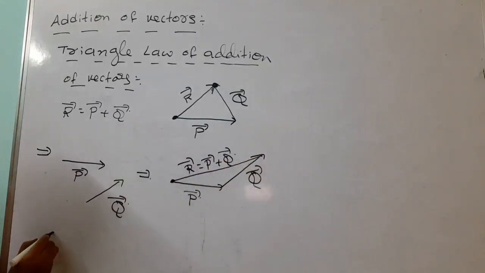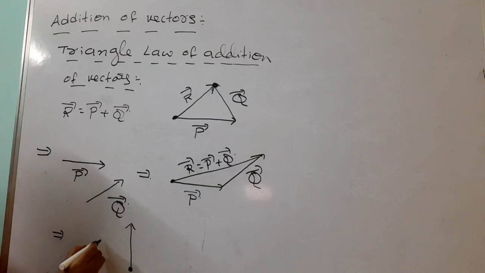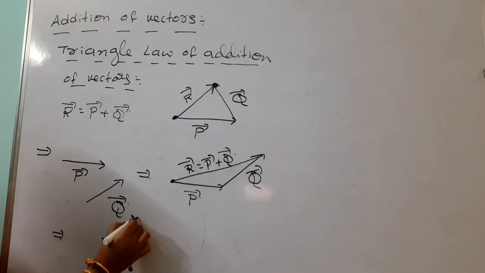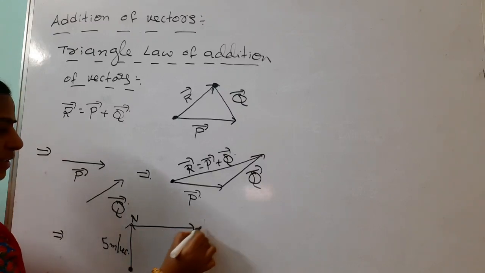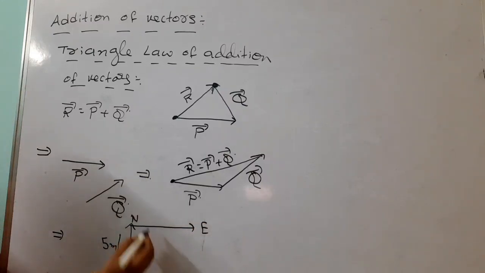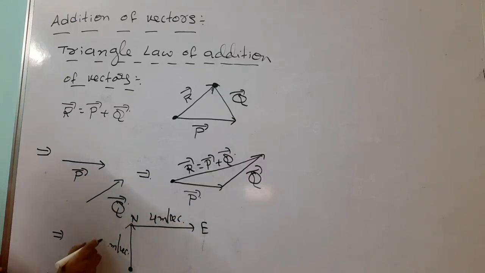One problem we are also doing, look here. A person is moving towards the north at 5 meters per second. Then he turns towards the east. What we are taking is like 4 meters per second. Otherwise, this is 3 meters per second and this is 4 meters per second.